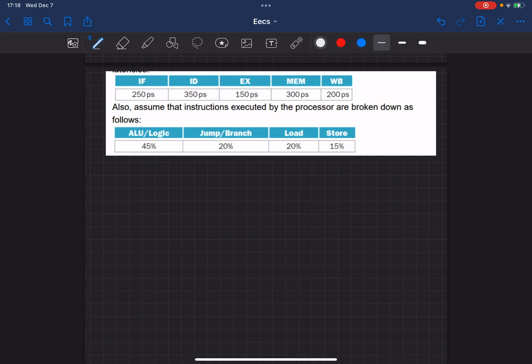So what is the first question that it's asking? It is, what is the clock cycle time in a pipelined and non-pipelined processor? So for the pipelined processor, it's simply going to be 350 picoseconds. Why? Because in 350 picoseconds, we are able to allow enough time for each of the other stages, which are all less than 350 picoseconds.